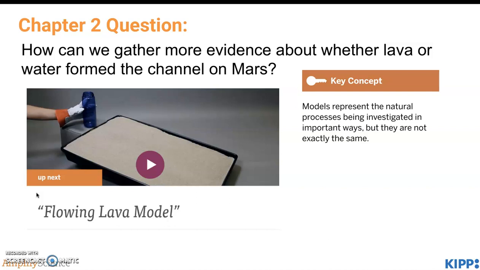Next, students are introduced to a flowing lava model via an engaging video. The flowing lava model allows students to gather evidence for Claim 2, flowing lava formed the channel on Mars. Then students consider what they have learned about the model and how what they've learned helped answer the Chapter 2 question of how can we gather more evidence about whether lava or water formed the channel on Mars.